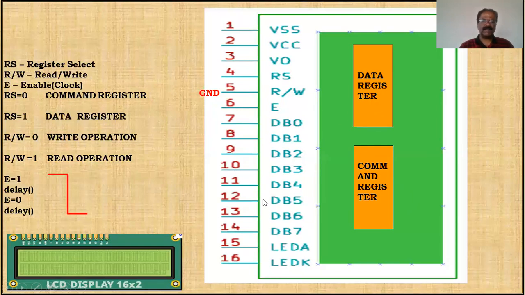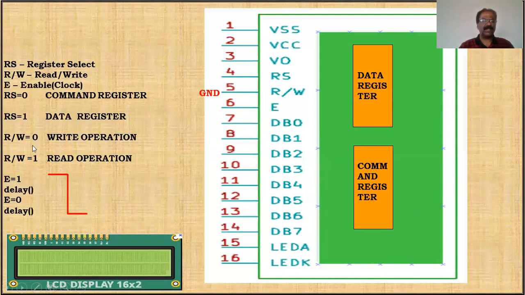But in this case, we are not reading anything from the registers, either data registers or command registers. Actually, there is also something called a status register. But we are not reading in general anything from the LCD. We have to write something into the LCD, either the data register or the command register.